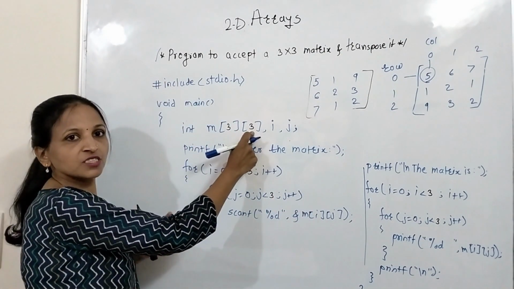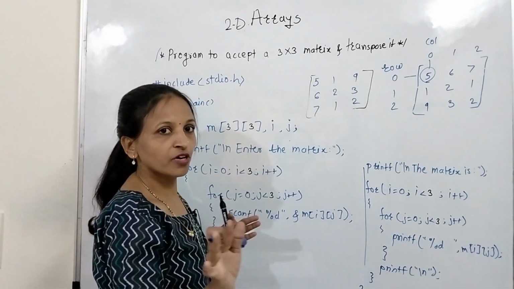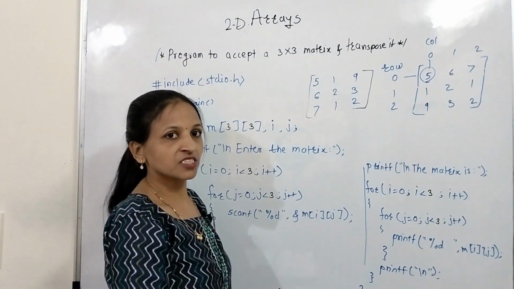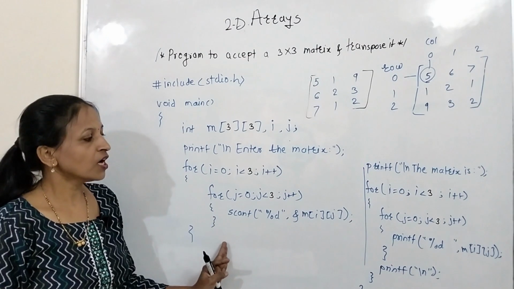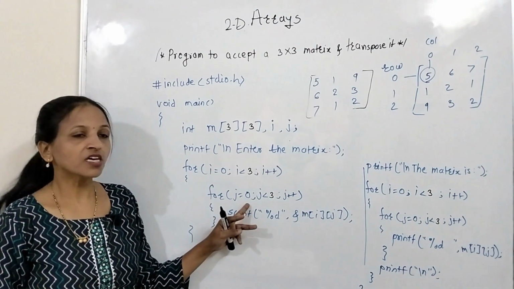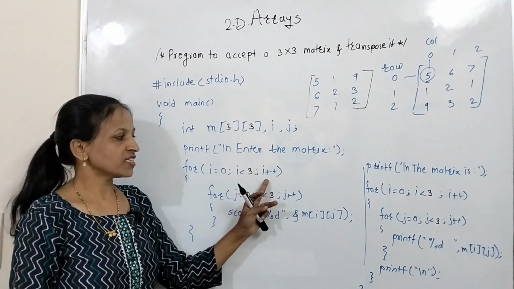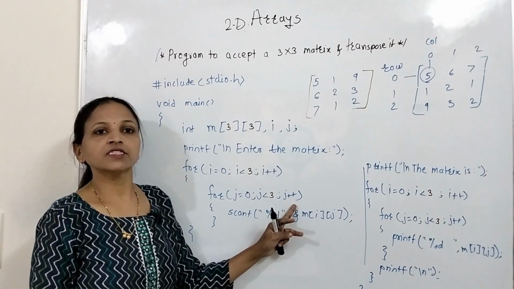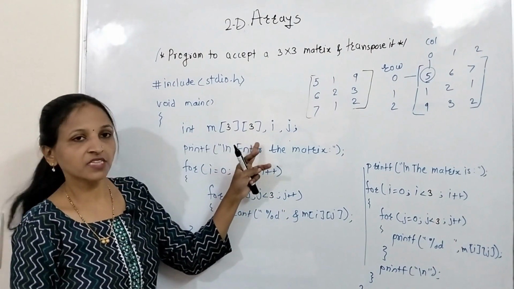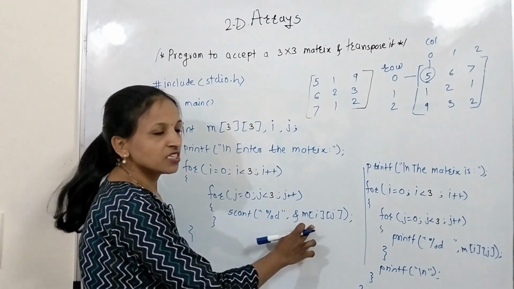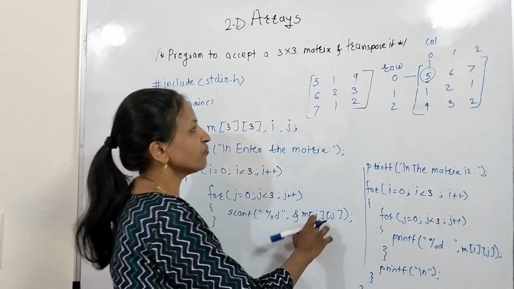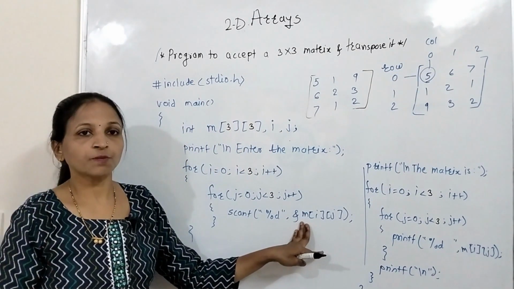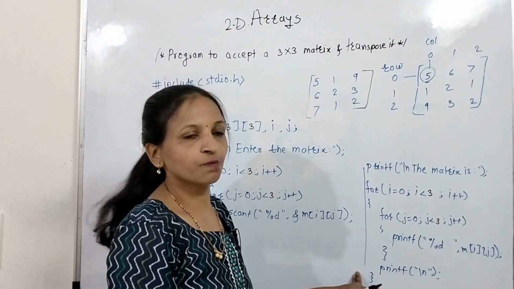See, a 3 by 3 matrix we have declared here, i and j for the outer loop and inner loop. Here I have written printf enter the matrix. This message will get displayed on the output screen, and we have to accept the matrix. That's why I have put here 2 loops, like for i equals 0, i less than 3, i plus plus. Then the same thing for columns, like j equals 0, j less than 3, j plus plus. Here I am considering a 3 by 3 matrix, and we have accepted the individual elements of that matrix, that is nothing but m of i j: 0 0, 0 1, 0 2. That's why using scanf I have accepted the whole matrix, and in the same way we can display the matrix.